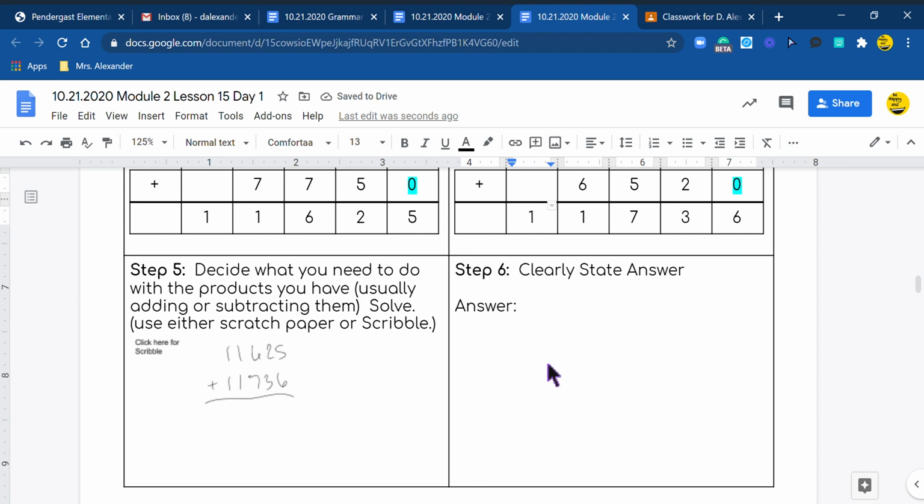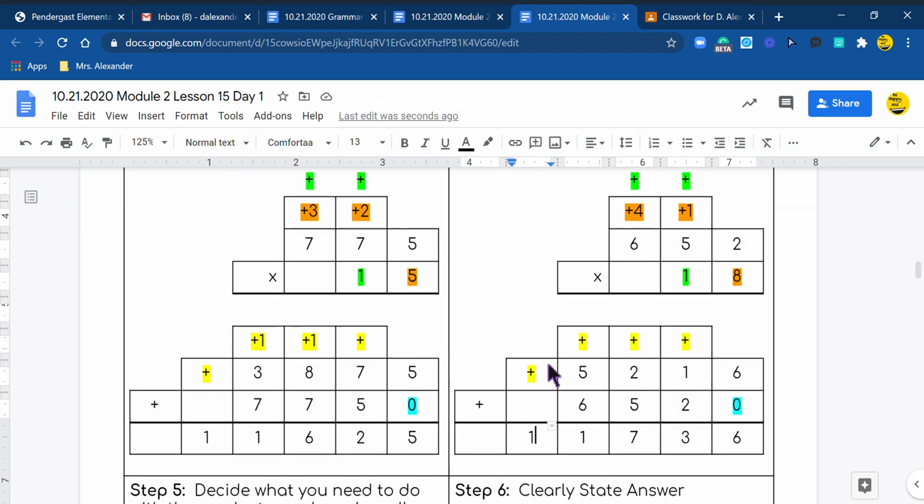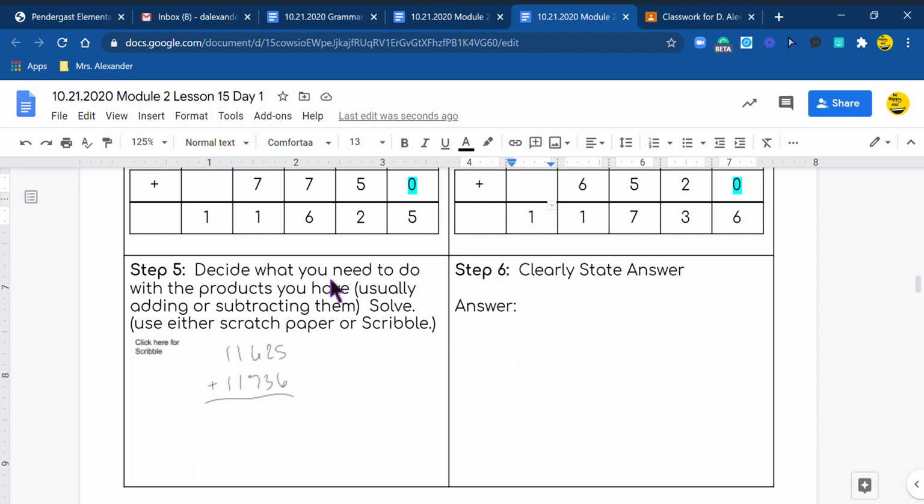Now we have to decide. We go to step number 5. Not too sure why we skip 4, but we're skipping 4. We're going to just call it 4, you guys, because it's got to be in numerical order. We're in math. So decide what you need to do with the products you have, usually adding or subtracting them. Solve. So right down here, I'm going to let them know I need to add my products to get my final total.